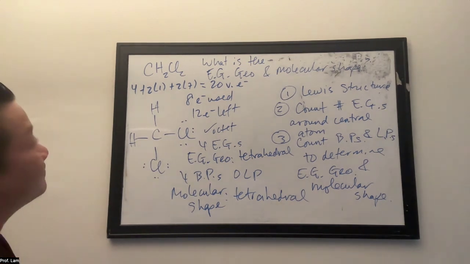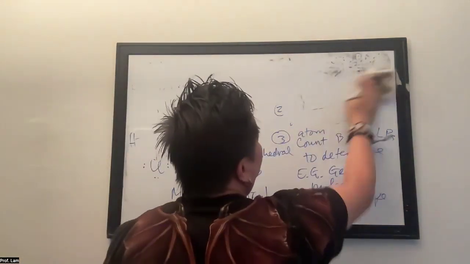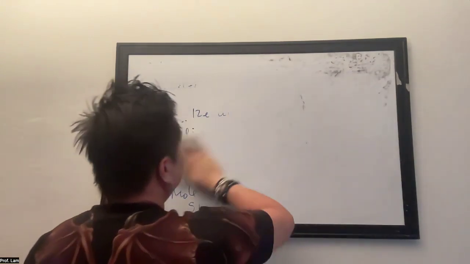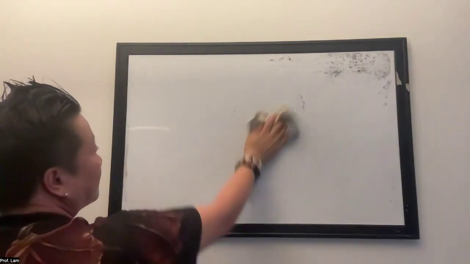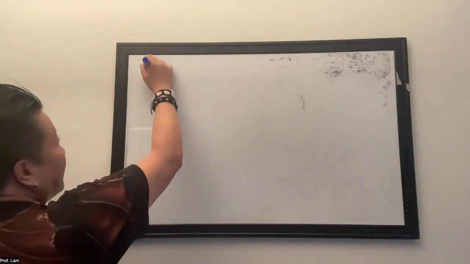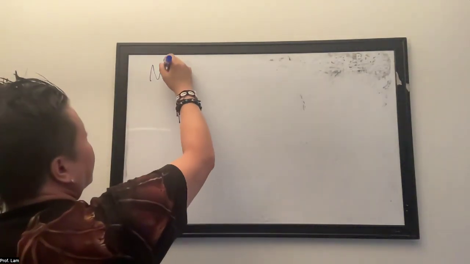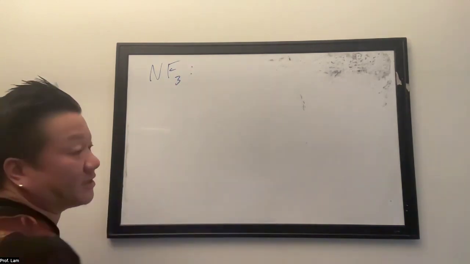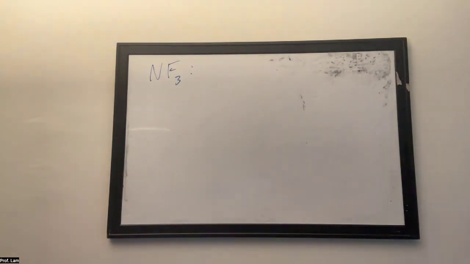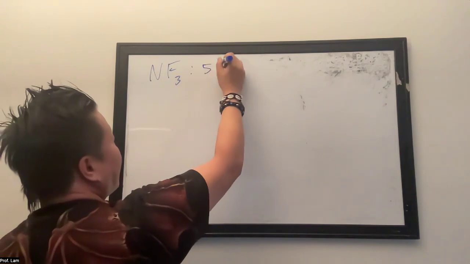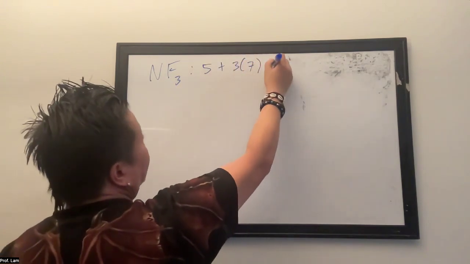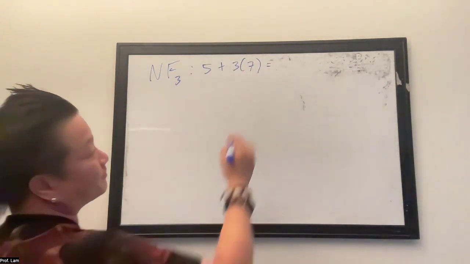All right. So yeah, let's do another one. Same question, but we're gonna do CNF3, for example. Okay. So again, start with the Lewis structure, right? Got 5 plus 3 times 7. Right. This is why we learn Lewis structure.